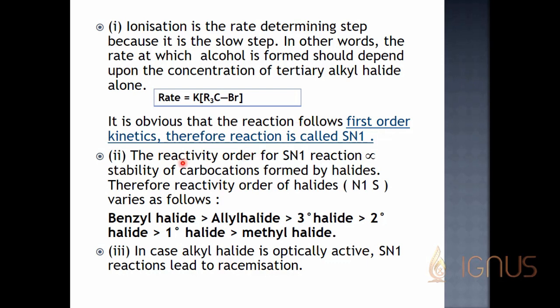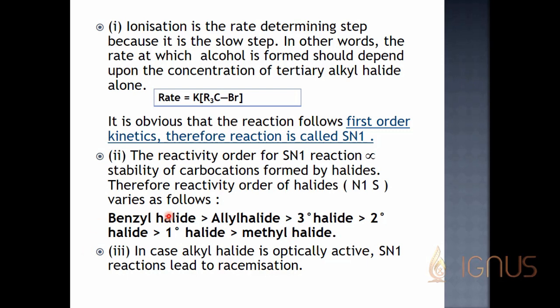The next point: the reactivity order of SN1 reaction is directly proportional to the stability of the carbocations formed. Reactivity depends upon the stability of the carbocation formed. Always remember, benzyl halide will give benzyl carbocation, which is highly stable, allyl halides will give allyl carbocation, tertiary halide will give tertiary carbocation, secondary halide will give secondary carbocation, primary will give primary carbocation, and methyl halide will give methyl cation.